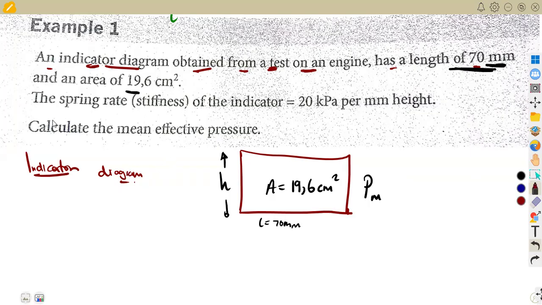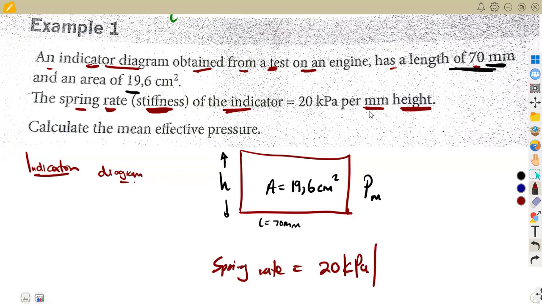So they gave us on this question the spring rate, which is the stiffness of the indicator. The spring rate is the stiffness, like I said. So it is the pressure per unit of the height. They are saying the spring rate is given as 20 kilopascal per millimeter. Like I said, it is given per height, but that height is in millimeters. Calculate the mean effective pressure.